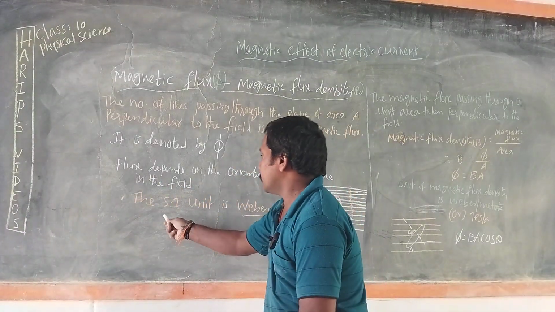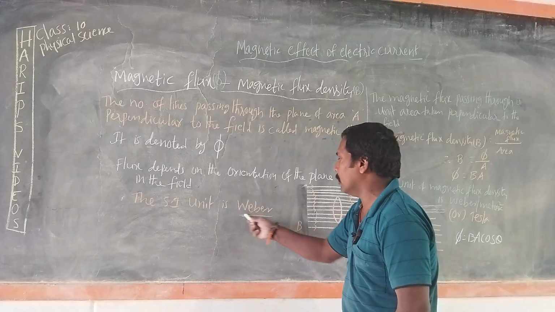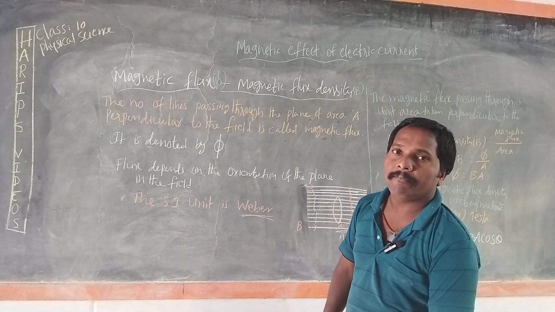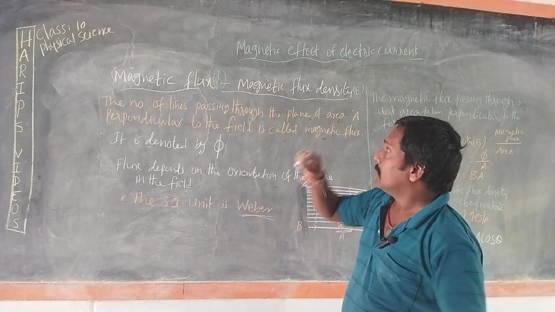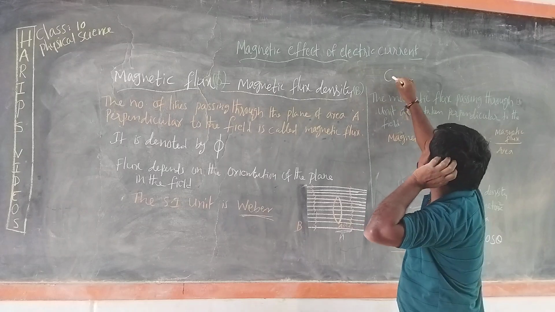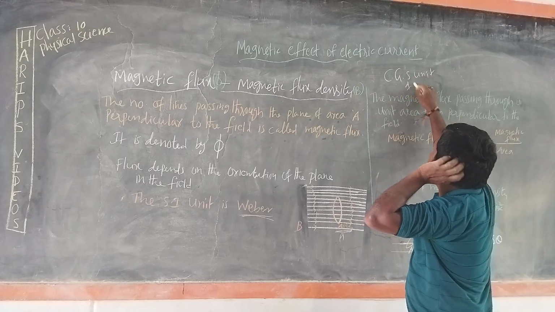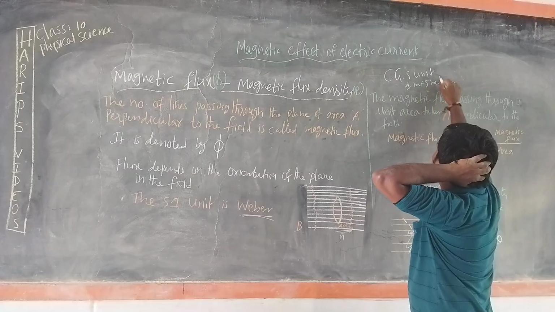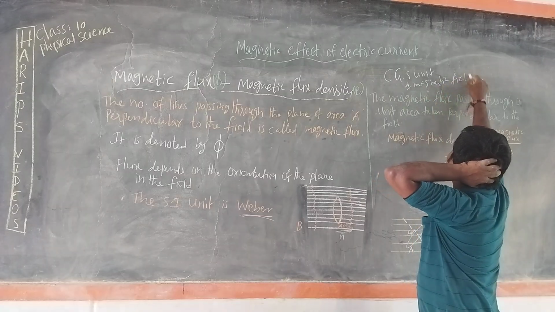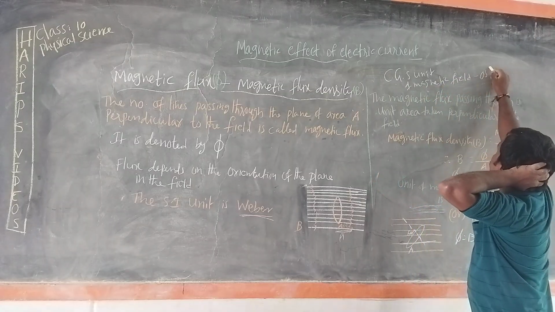The SI unit is Weber. Then the CGS unit of magnetic field is Oersted.